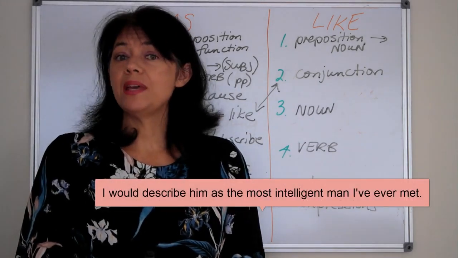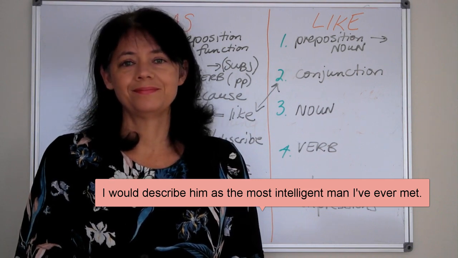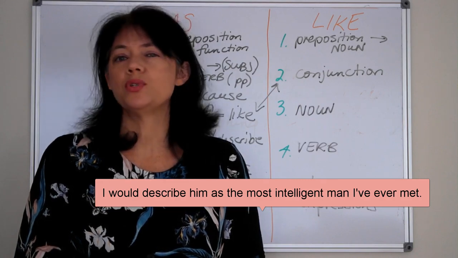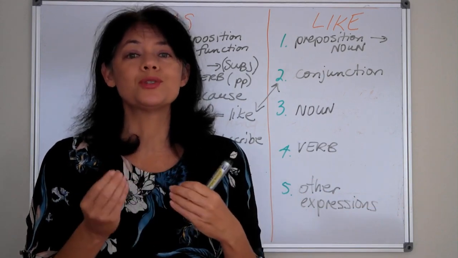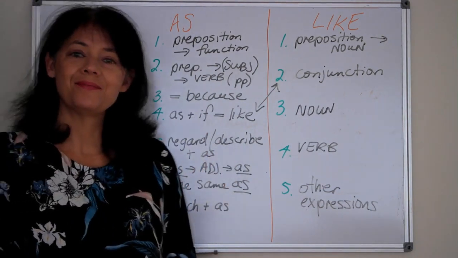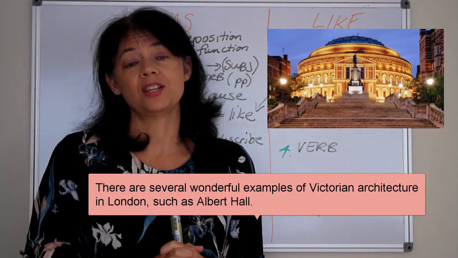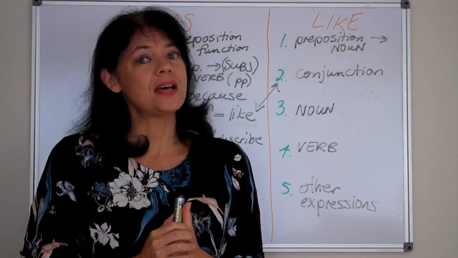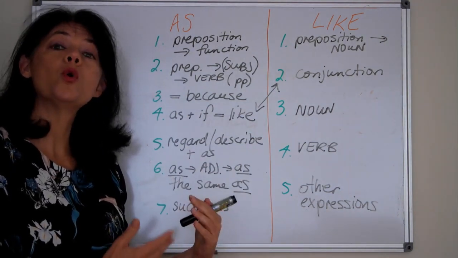I would describe him as the most intelligent man I've ever met. The most intelligent man, I would describe him as the most intelligent man. This one is a collocation with a certain verb. Regard or describe as. There are several wonderful examples of Victorian architecture in London, such as Albert Hall. Such as Albert Hall must be the last one. It means for example.